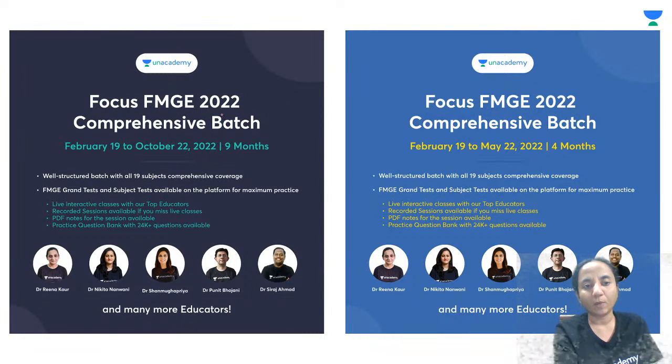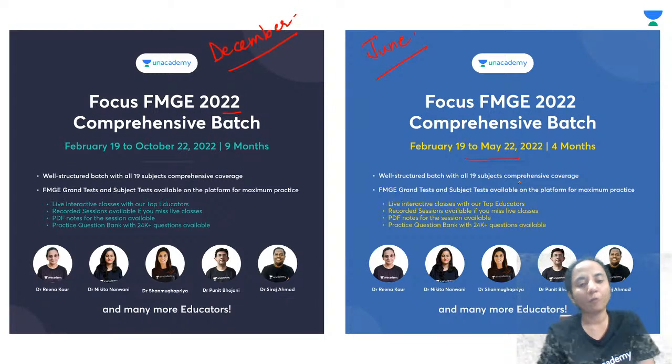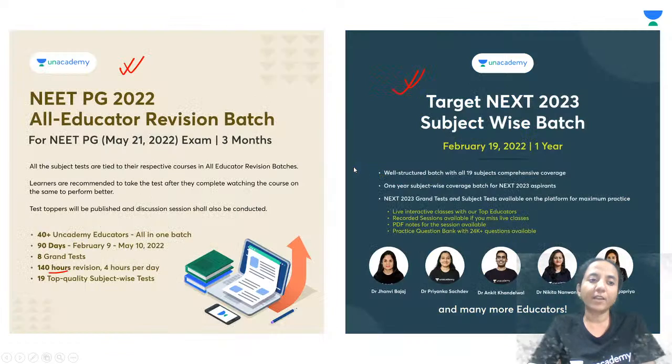And for those of you who are focusing on the FMG exam, we are having this Focus FMG 2022 batch for December FMG, which is going to run for the next 9 months. And for those of you who want to prepare for the June FMG, we have a batch which is going to run for the next 4 months. In both batches, we will be completely covering all the 19 subjects, followed by revision in the form of MCQs. The only difference is that for the June batch, because we have to complete it in 4 months, we will be doing more number of hours in a day. And the other batch, which is running over 9 months, will be running a little slowly. So these are the courses running on our platform.